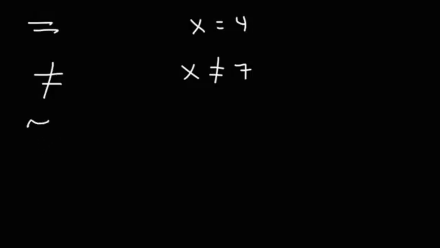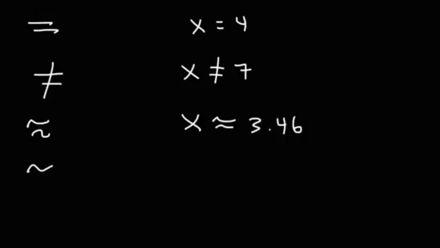Next, you have the approximate symbol. X may be approximately 3.46. It could be 3.461289, and it could keep on going. But when you're rounding, it's good to use the approximation symbol.